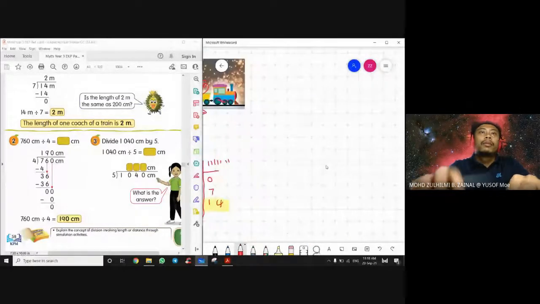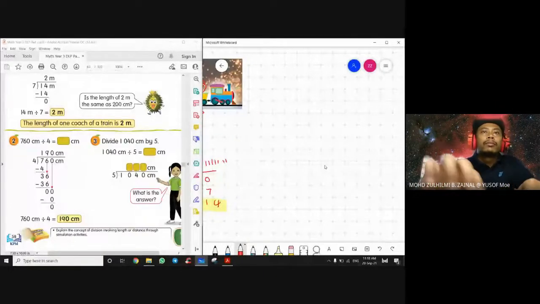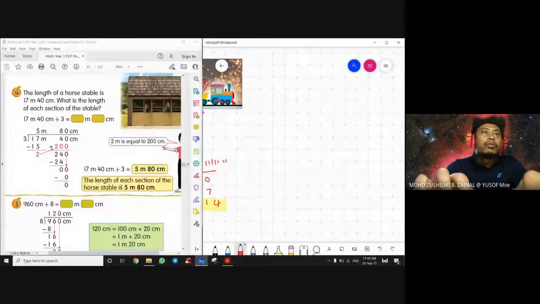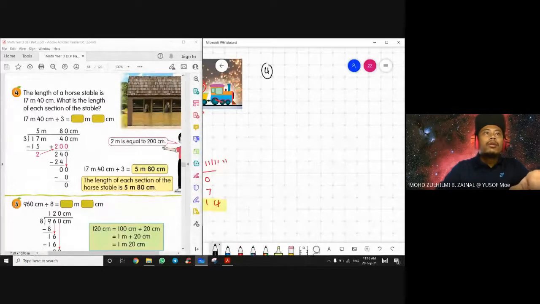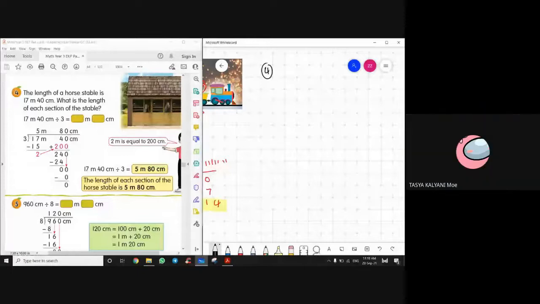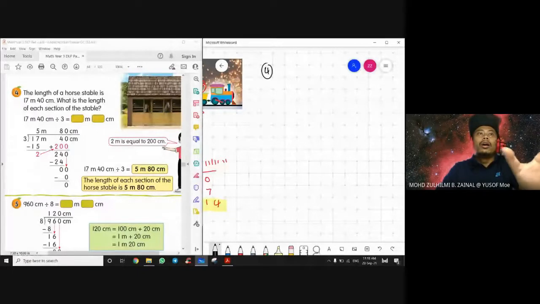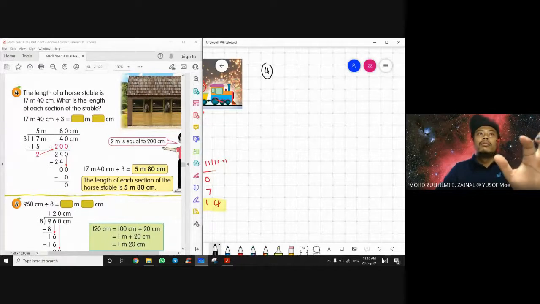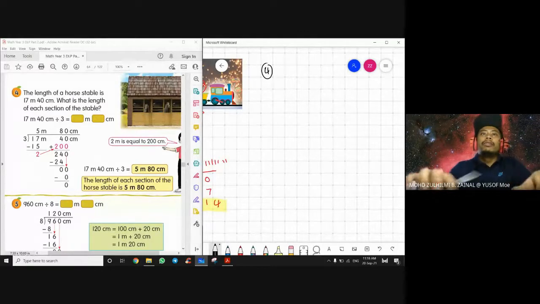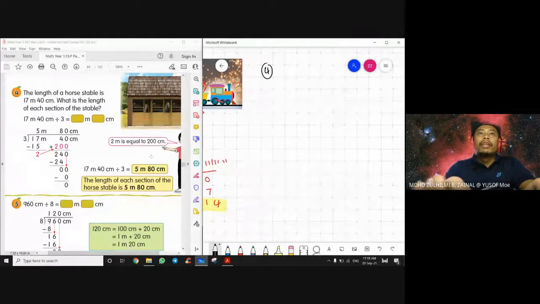Question number 3. Senang je ni. Question number 3 I think skip lah. Nak buat lah. Senang number 3 ni. Kita tengok yang susah sikit. Stable ni. Horse stable. Number 4. Question number 4. The length of a horse stable. Panjang satu kandang kuda. Horse stable ni 17 meters 40 centimeters. What is the length of each section of the stable?